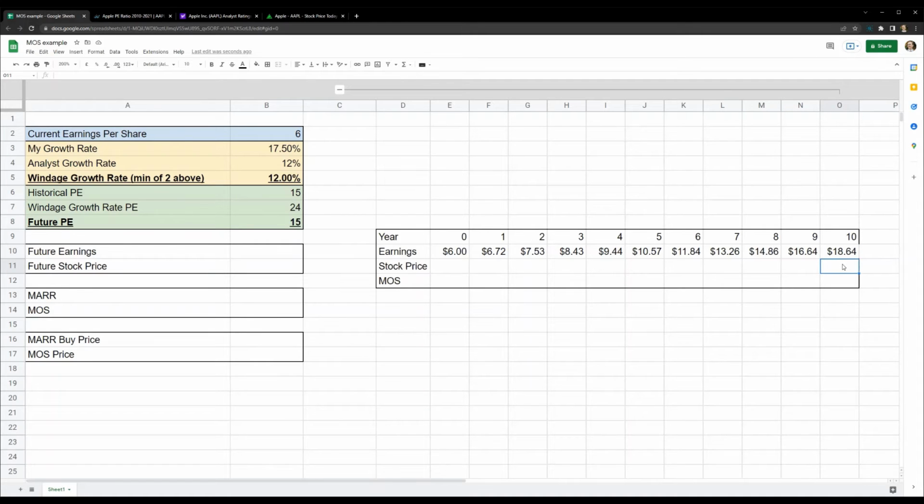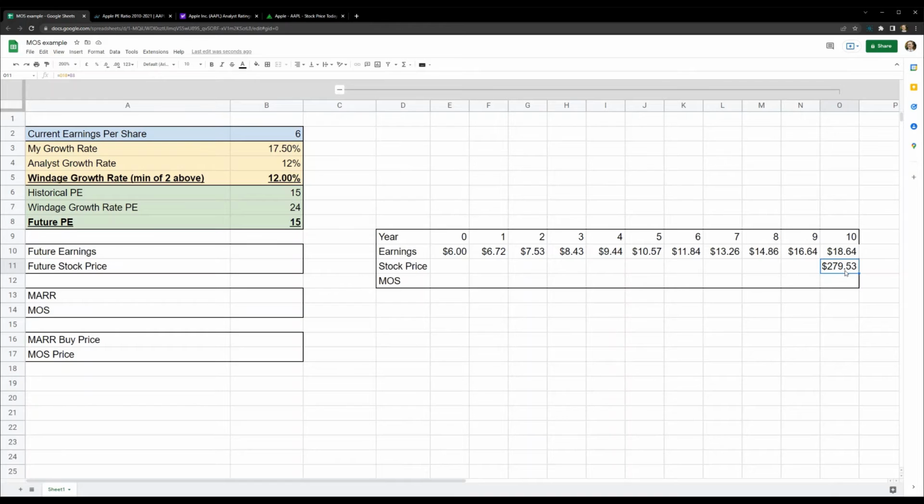We can then convert that to a stock price because we have a PE, and if we multiply those earnings by our future PE that we've determined, we can get a stock price of about $280. So assuming Apple's earnings are $6 per share and they grow at 12% and they trade in the future at 15 times earnings, that's what their stock price should be.